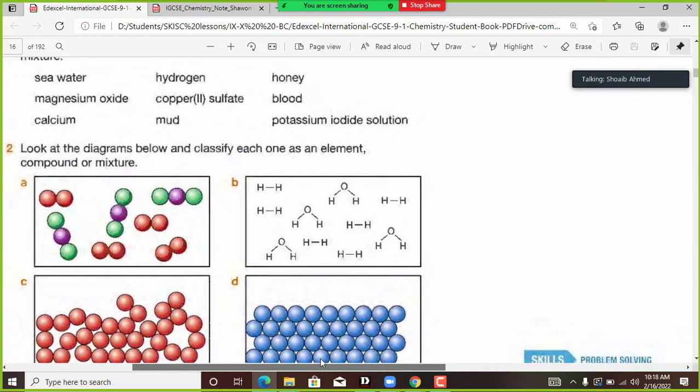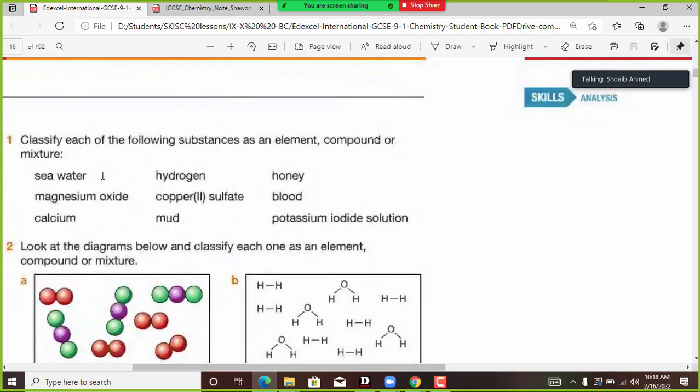This is the task here. Classify each of the following substances as an element, compound, or mixture. Okay, submit this within 5 minutes. This is question number 1. Classify each of the following substances as an element, compound, or mixture. Seawater.